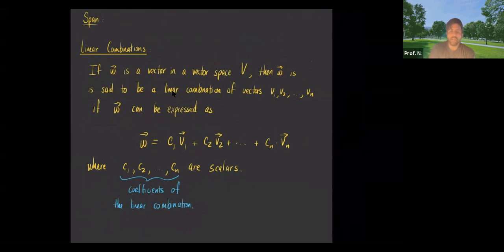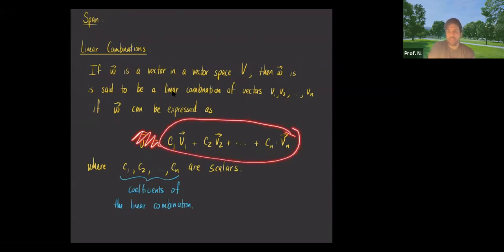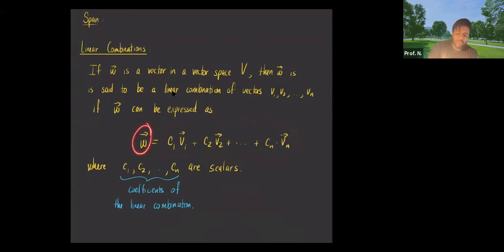Again, a linear combination is basically a sum of vectors with scalar multiples. So we say this is a linear combination. We're just defining that sum of scalar multiples of the vectors, and we're calling this some vector, call it W. So we say W is expressed as a linear combination of V1, V2, all the way to Vn. Does that make sense?